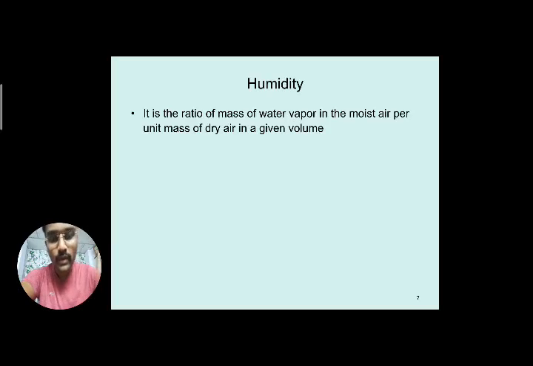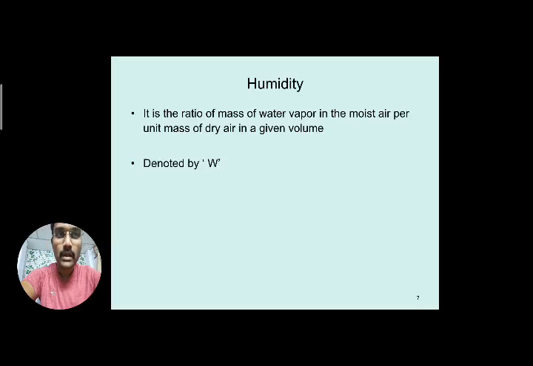It's the ratio of the mass of water vapor in the moist air. Dry air is different, moist air is different. So in the moist air, what is the mass of water vapor present per unit mass of dry air in a given volume? Per unit mass of dry air in a given volume.